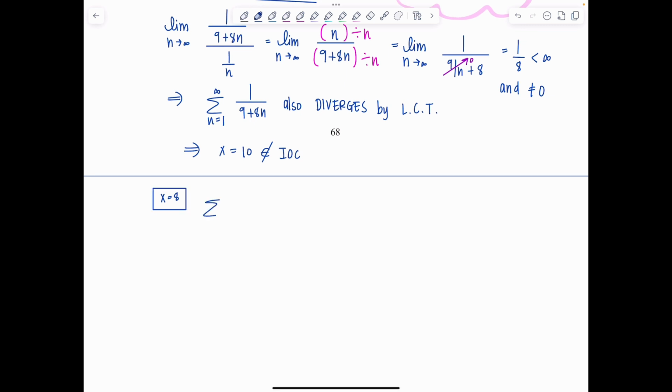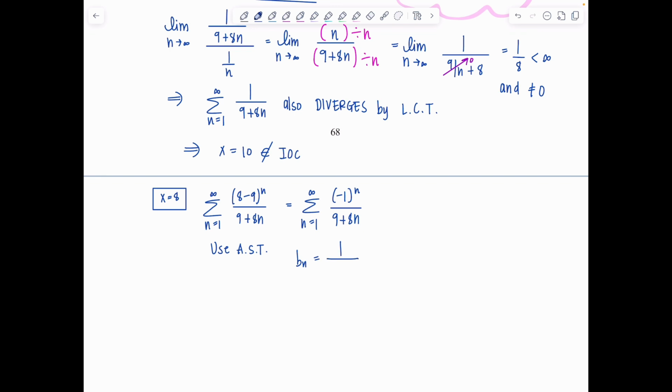So we have the sum, n equals 1 to infinity, of 8 minus 9, to the n, over 9 plus 8n. Now this time 8 minus 9, that's negative 1, so I have to keep it there. And notice we actually have an alternating series. So yes, we need to use the alternating series test. So let's first identify b sub n. B sub n is everything without the negative 1 to the n part. So 1 over 9 plus 8n.